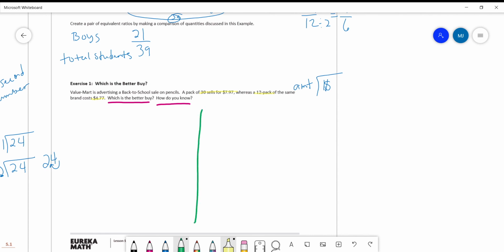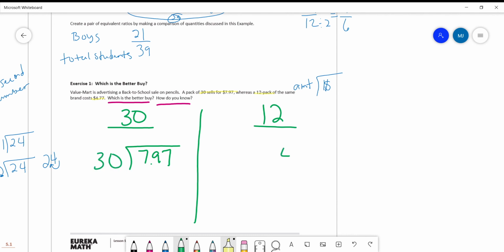We're going to split our screen into the 30 pack and the 12 pack. So if we're going to do money divided by amount, we have $7.97 divided by 30. And on the 12 pack, we have $4.77 divided by 12. Our goal here is to try to figure out how much it is for one pencil. You can divide this by hand, or you can put this into your calculator. If you put this into your calculator, you're going to come up with a decimal number that is larger than what money looks like. So I would get this if I put this into my calculator.